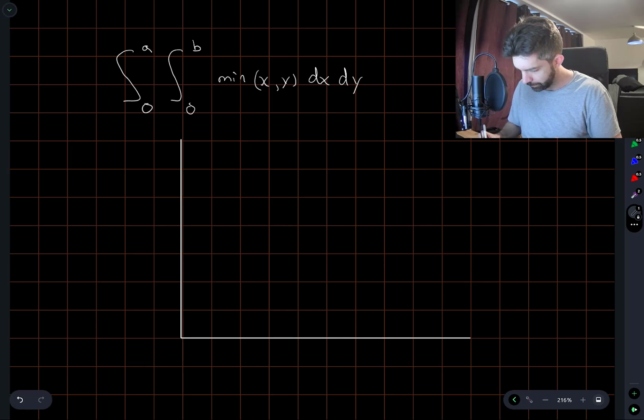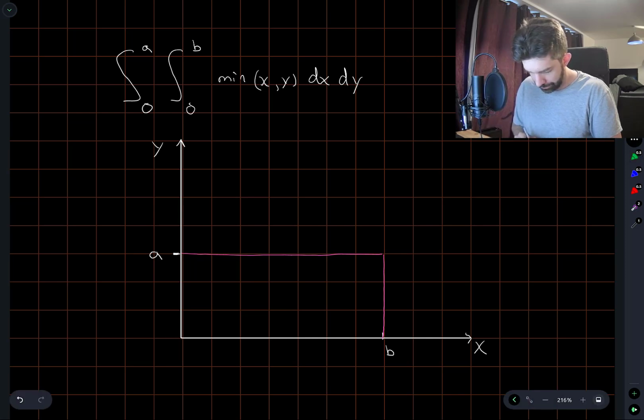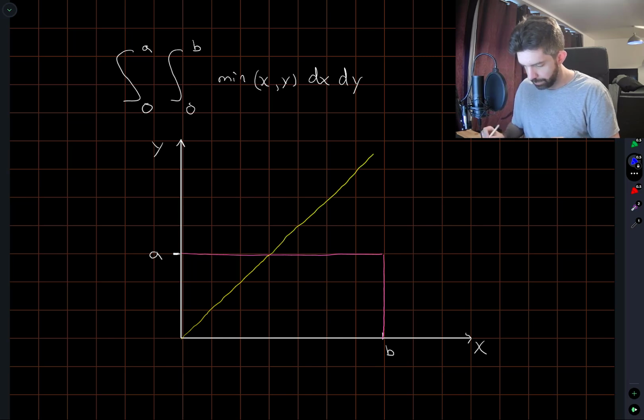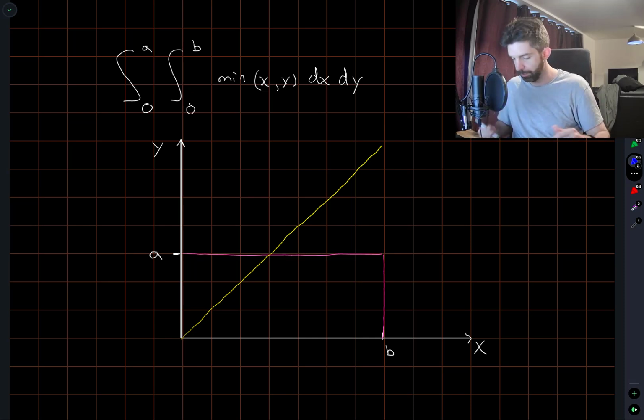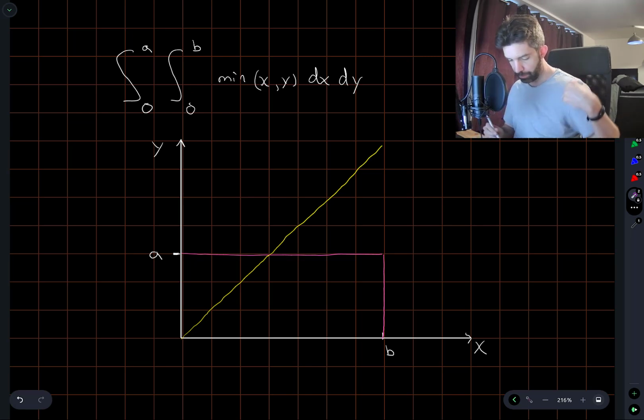Okay, so y goes from 0 to a, and a is smaller than b, so I'll just label arbitrarily a couple points here like this. So this is the region that we're integrating over. But the function itself, I'm not sketching the function here. What I'm doing is I'm sketching the region over where the function changes values, basically. So we're integrating over this pink rectangle, the outline of the pink rectangle.